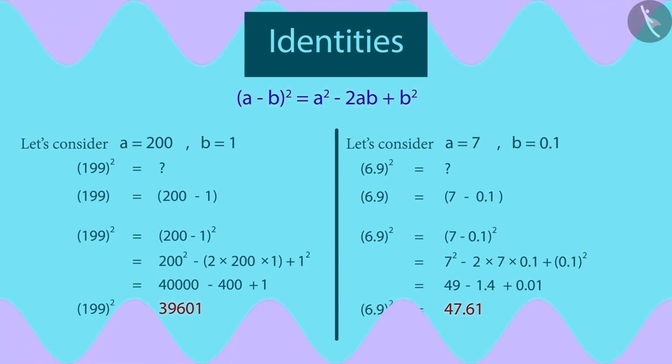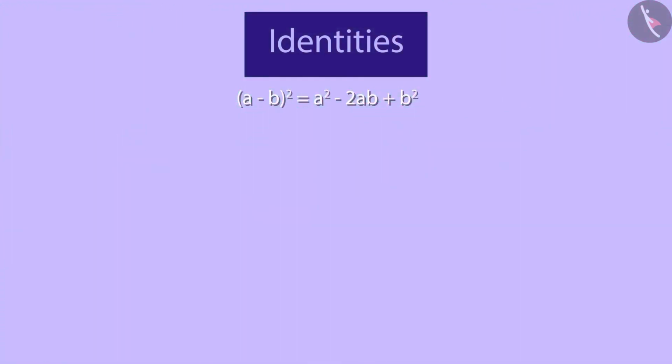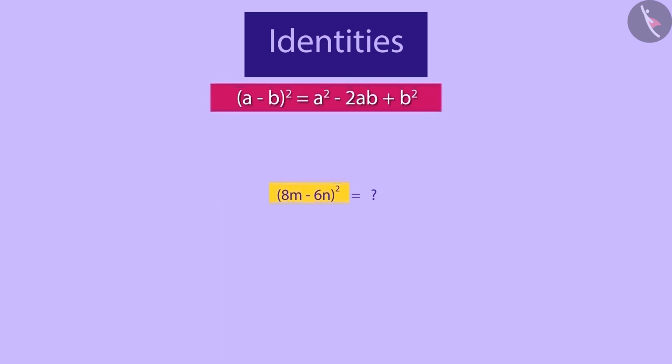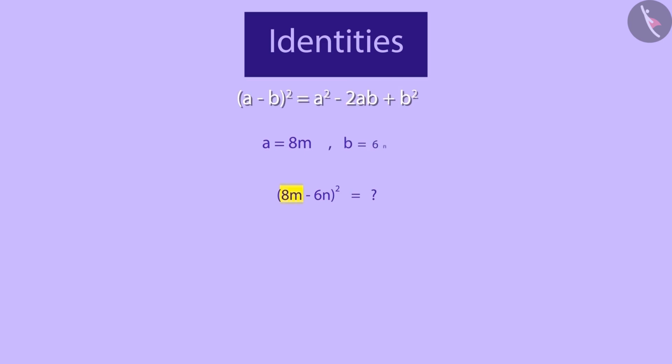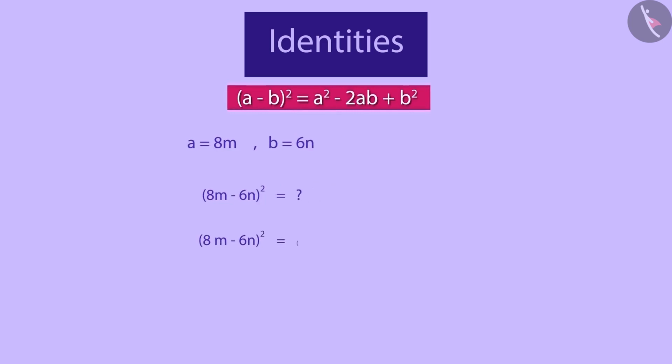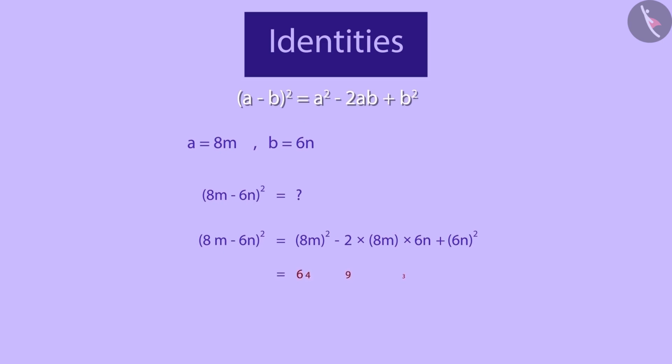Now let's look at one more example. Can you find the value of (8m minus 6n) raised to the power of 2? We can find the value of this by using the same identity. Here, a will be equal to 8m and b will be equal to 6n. So, by substituting this in the identity, we will get this. Therefore, the final answer will be this.